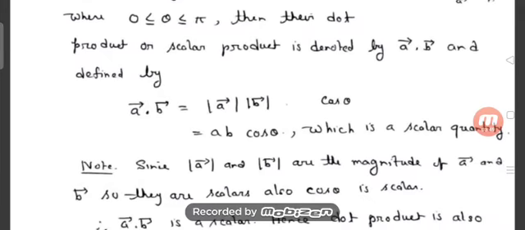Then symbolically the dot product is denoted by a bar dot b bar, and it is defined by a bar dot b bar is equal to modulus of a bar times modulus of b bar times cos of the angle between them. Or modulus of a bar and b bar can be written as a b cos theta also. So the definition of a bar dot b bar is equal to modulus of a, modulus of b, into cos theta. That means the product of a, b and cos theta.